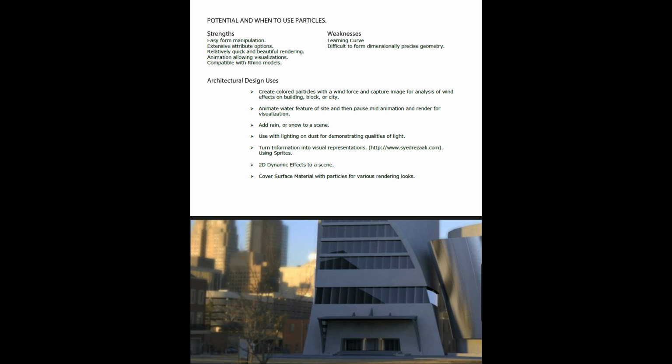Here's a few ways Maya can be used for architectural purposes. It could be used to show wind movement through animate water features and render them in action, add rain or snow to a scene, or you could turn information into visual representations using sprites, which are two-dimensional links to information that can be attached to points that are part of the particle system.